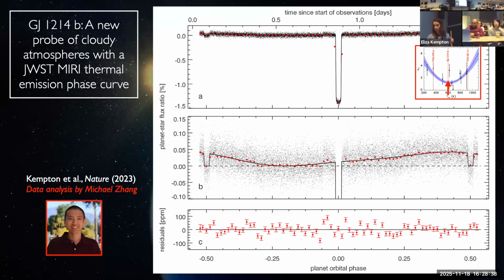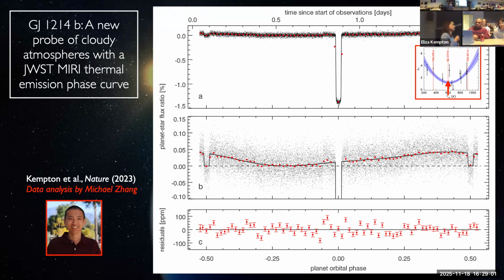All right, next planet. GJ1214b, the one that I showed you previously with the exquisitely flat transmission spectrum. We decided, hey, let's go back and observe it with JWST, but we know that the transmission spectrum is very flat, so let's not do that again. Let's use the unique capabilities of JWST to observe the thermal emission from this planet.